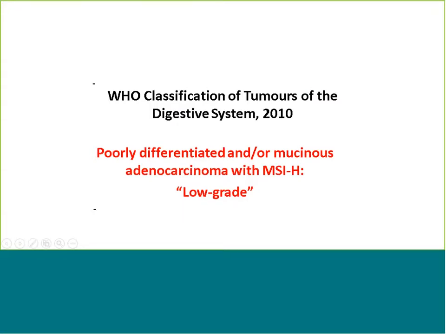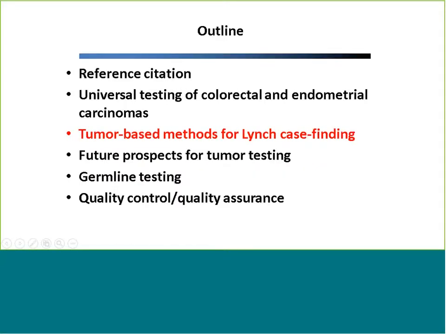The fact that this has penetrated into medical practice is indicated by this. In the 2010 WHO classification of tumors of the digestive system, it was recognized that the old traditional category of poorly differentiated mucinous adenocarcinomas being classified as high grade did not apply in the microsatellite instability setting, because the prognosis was sufficiently better. The WHO actually moved those MSI high subtypes of tumors into the low grade category, no longer high grade.